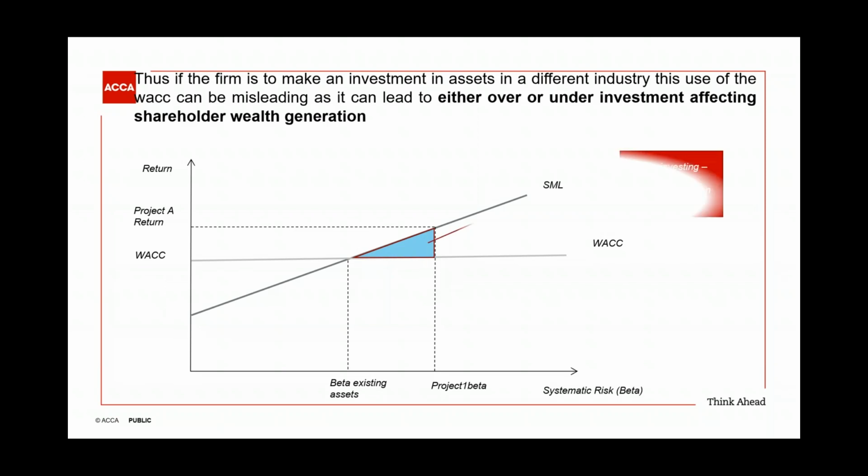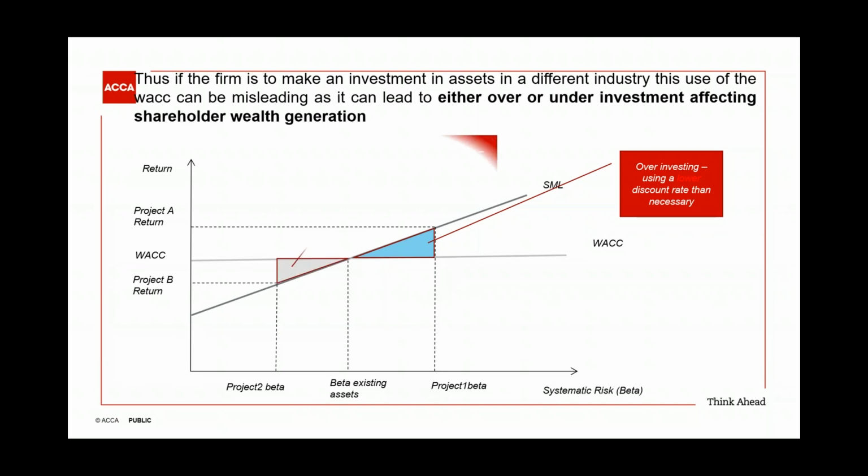meaning you result in something called over investment, because you are actually doing too much investment because you've used a wrong rate. The same way, if you undertake another project which has a lesser risk, that's the return you should be using. But if you're going to be using the WACC, you are now going to have a situation of underinvestment.